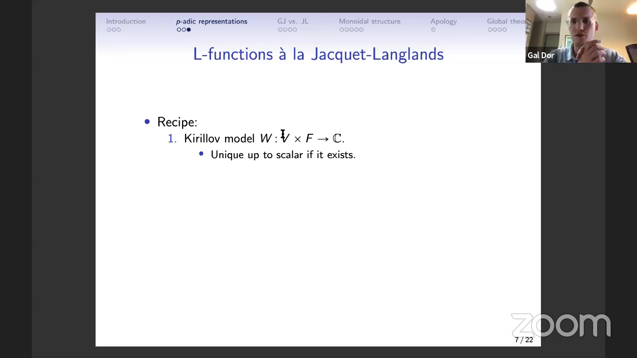For the moment, let's think of it as a function that takes a vector in my representation and returns a function on F, on the field, a complex function. It has to satisfy some equivariance properties, and if it exists, then it's unique up to scalar. So one of the ingredients for this recipe is a Kirillov model, but really you don't have much of a choice. It is essentially unique. And the second ingredient is just the test vector, so just any vector inside your representation.